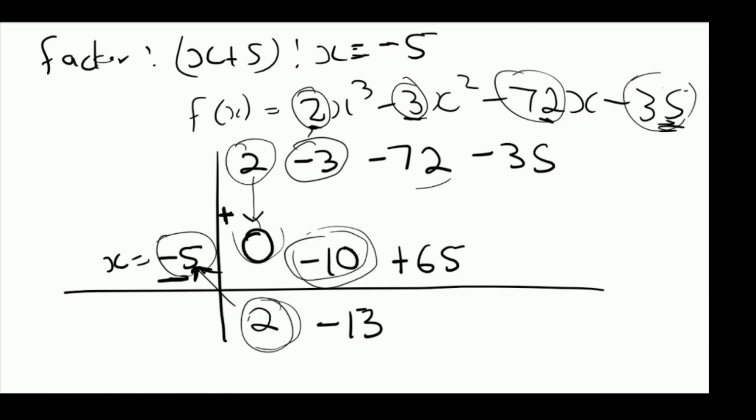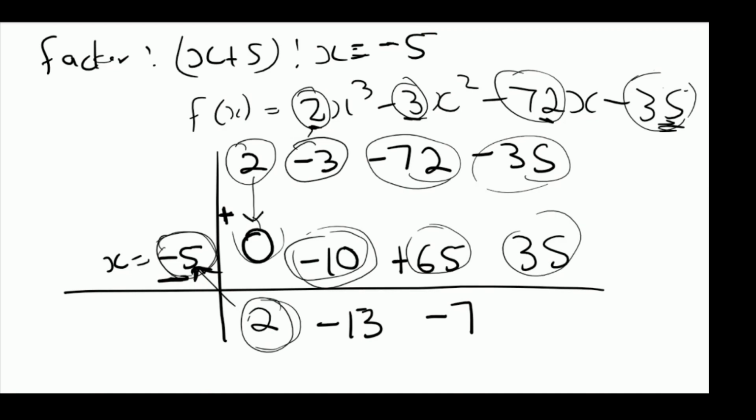And then minus 72 plus 65 will give you minus 7. Minus 7 times minus 5 should give you 35. And then minus 35 plus 35 should give you 0. So you must always get 0 at the end. This tells you that this is the remainder. The remainder must always be equal to 0, right? In this method here, so that you know that you did the method correctly.